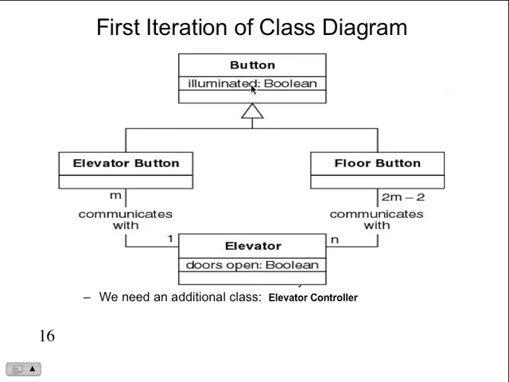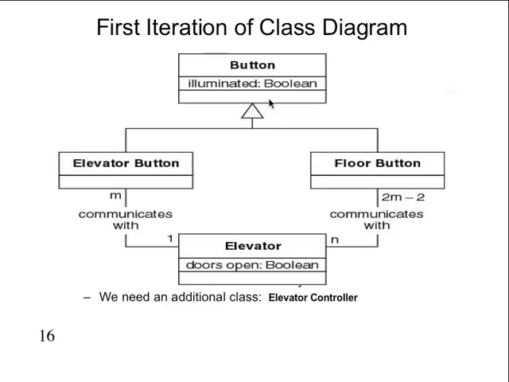So the data: we want to keep track, is the button illuminated or is it not illuminated? And then here on the elevator, is the door open or is the door shut? We could make that into 2, we could make that into 1, but we would list any known data at this point in the second box. We always put the identity, the name, in the top box, the data in the second. The third box is going to be actions.